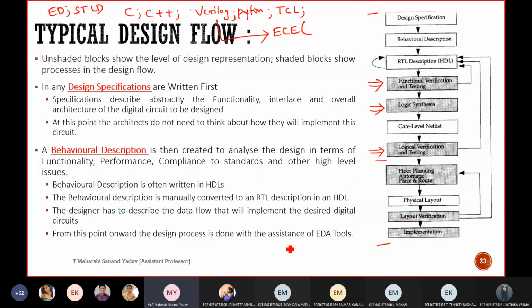Logic verification means, what is logic? This is the gate level netlist which I got. Tell me whether this is correct or wrong. I've given some random test inputs and I'm checking it. This is wrong. Suppose after reaching this point you know that your code is wrong, what will you do?